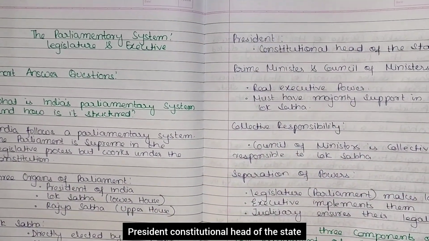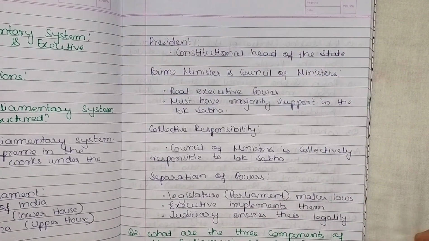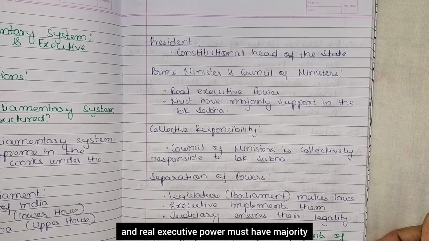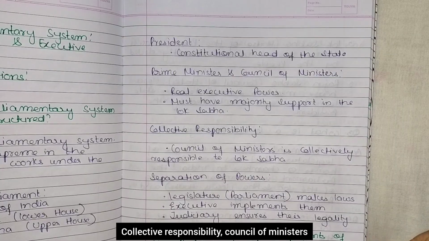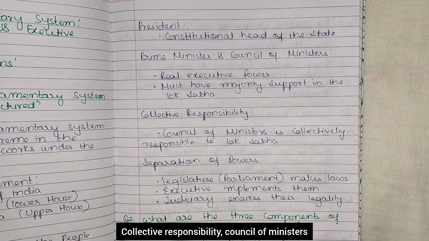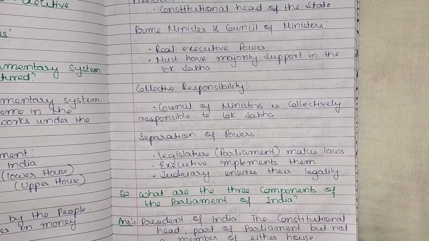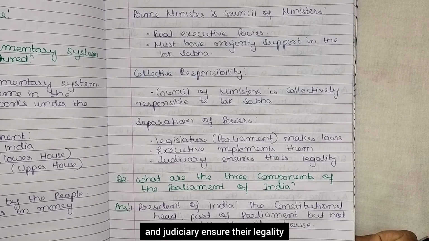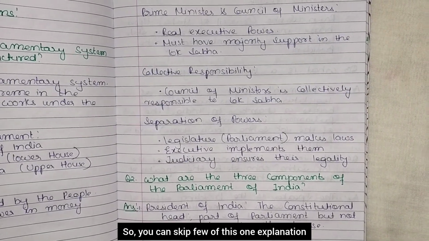President, constitutional head of the state, and Prime Minister, Council of Ministers, real executive power, must have majority support in the Lok Sabha. Collective responsibility: Council of Ministers is collectively responsible to Lok Sabha. And separation of power is also there. That is, legislature, parliament makes laws, executive implements them, and judiciary ensures their legality, right? So you can skip a few of these explanations.